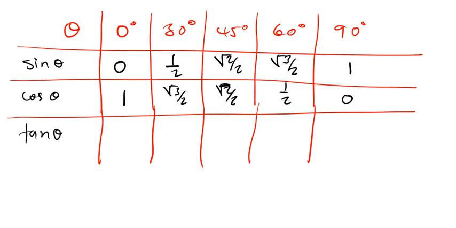For tan, you divide. Tan is sine over cos. So 0 divided by 1 is 0. Then the 2s will go and I'll have 1 over root 3. Here I'll have 1. Here I'll have 2 over 2, and the 2s will go, so it will be root 3. Then 1 divided by 0 is undefined. So these are the trig ratios, the special angles that we're supposed to know.